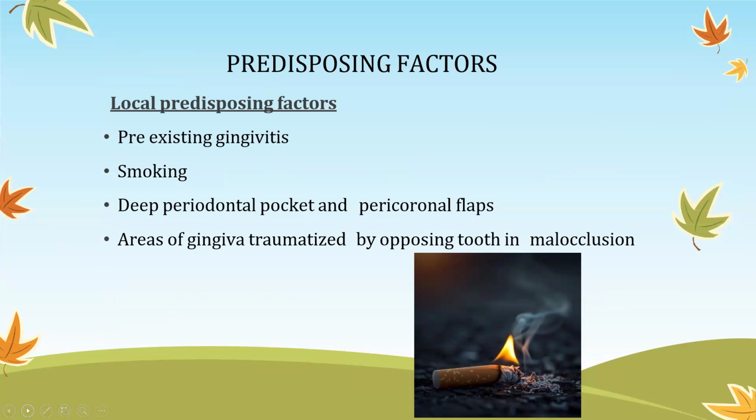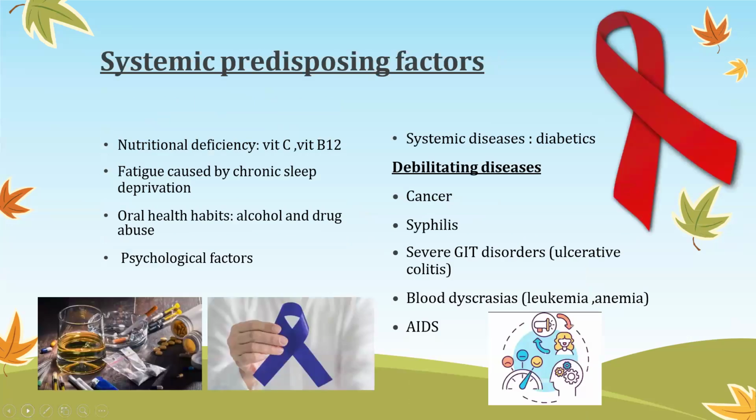Local predisposing factors can be either pre-existing gingivitis, smoking, deep periodontal pockets and pericoronal flaps, areas of gingiva traumatized by opposing tooth, and malocclusion. And systemic predisposing factors can be either nutritional deficiency, fatigue, oral health habits, psychological factors, systemic diseases like diabetes, and debilitating diseases like cancer, syphilis, GIT disorder, blood dyscrasias, and HIV.